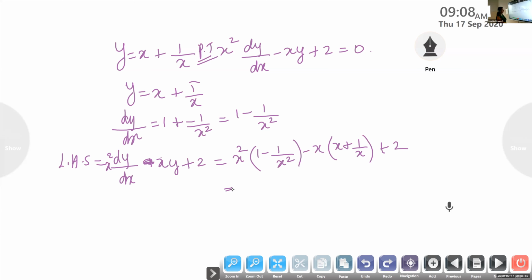So everything here will get cancelled if you open the bracket. Shubham, is it clear? When you open the bracket, it is x square by x square minus x square plus, this is again minus x by x, plus 2. So this 2 will get cancelled. So we'll get minus 1 plus 2, which is equal to 0.